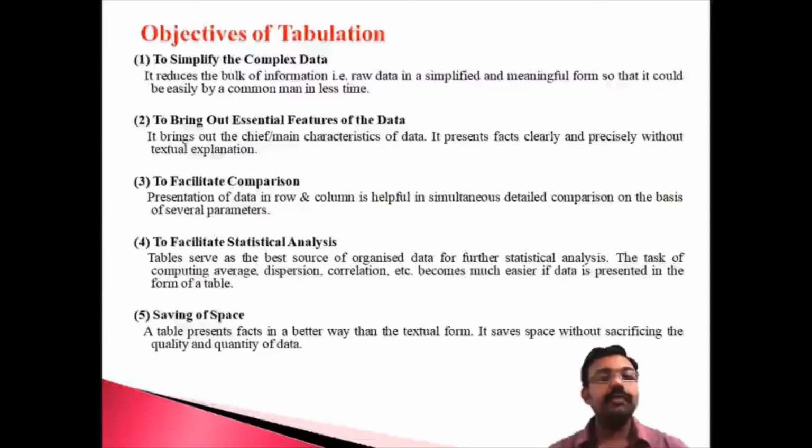And the fourth one is to facilitate statistical analysis. Tabulation always facilitates statistical analysis because it's a cross-classified table. The chi-square is easily calculated with the help of cross-classified data, and a cross tab is always helpful to find out the correlation and chi-square analysis. That means you can easily identify the average, dispersion, correlation and other central tendencies with the help of statistical and tabulated data. So the fourth important objective is to facilitate statistical analysis.